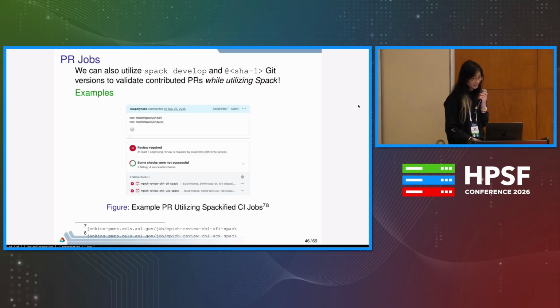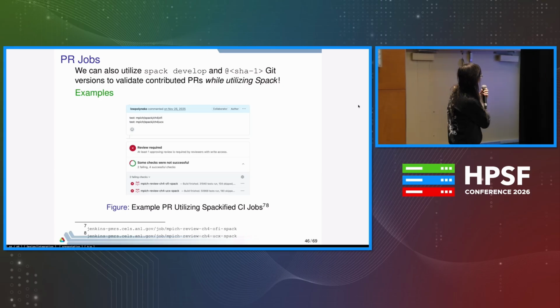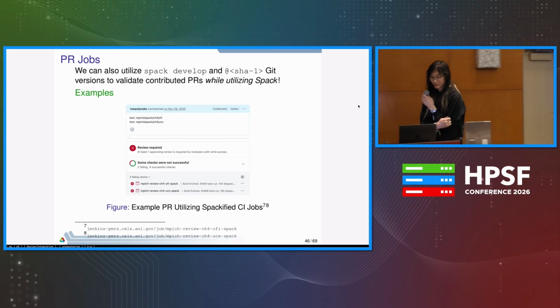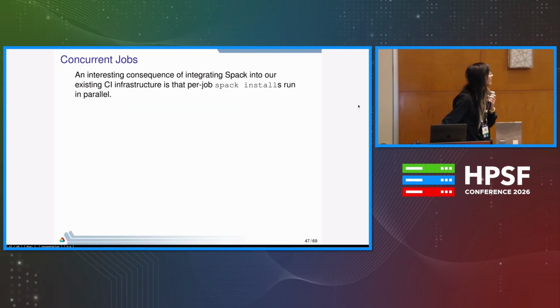So in practice, that means that we have PR jobs set up. So if we run our test trigger, we can get a CH4 or UCX run automated, and that's with Spack building it, which is great.